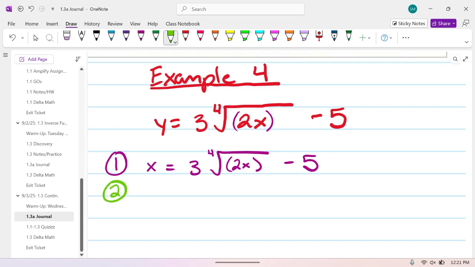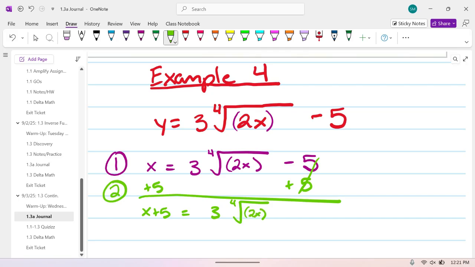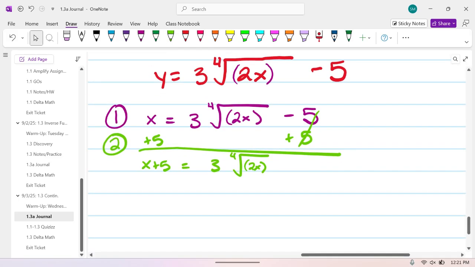So now I'm in solving land. Based off of SADMEP, what do I need to move first? The -5. How do I move it? By adding. So I add 5 to both sides. This goes away. I get x plus 5 is equal to 3 fourth root of 2x. Now, we knocked out subtraction and addition. What's next? What comes after that? Divide by 3.